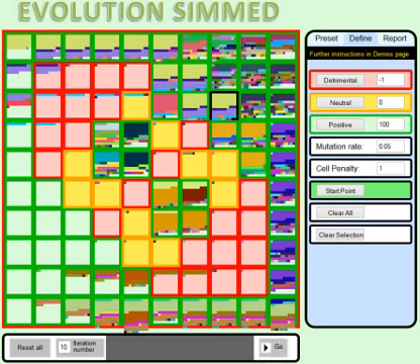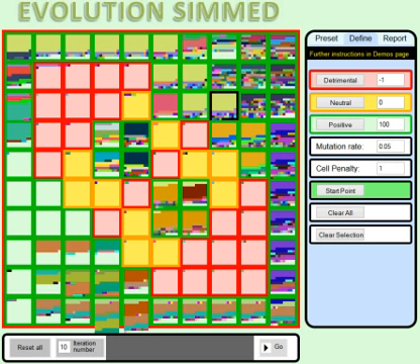So yes, we see that neutral cells do come at a cost, and that does mimic what we see in natural evolution. And I will leave it there.